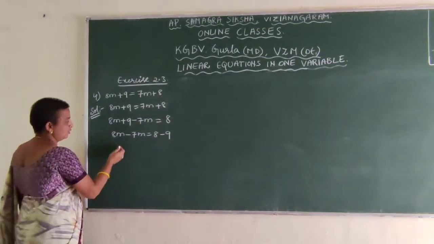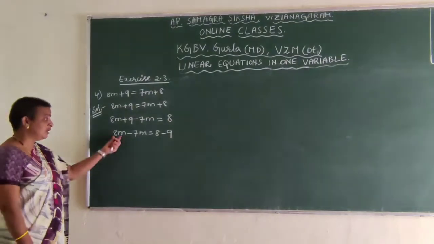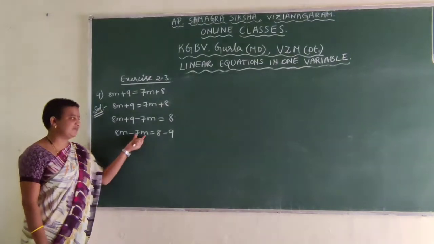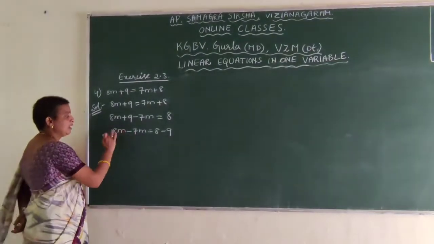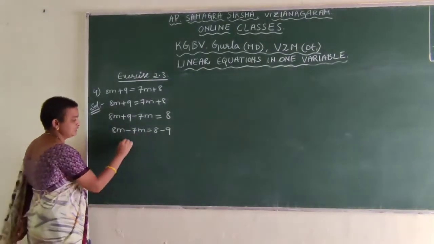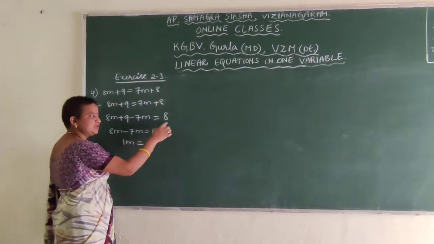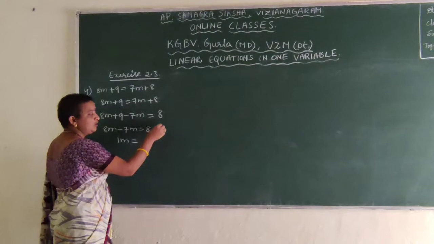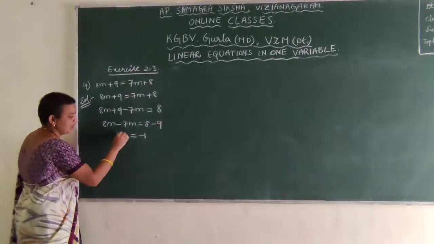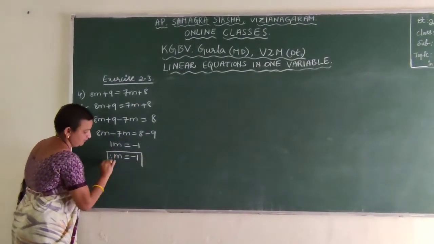Okay, children? So, here you have to take m as an apple. So, there are 8 apples. In these 8 apples, you have to separate 7 apples. So, 8 apples minus 7 apples, then we get 1 apple. That means 1m is equals to 8 minus 9. Here also you have to do subtraction. So, 8 minus 9 means minus 1. Therefore, the value of variable m is equals to minus 1.